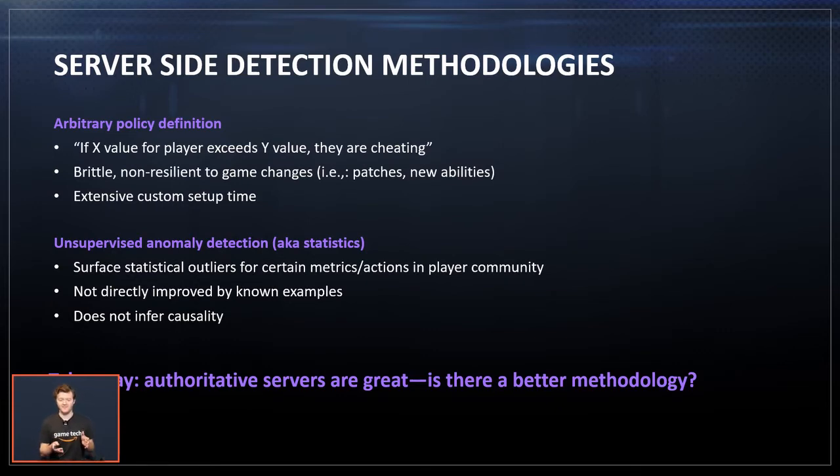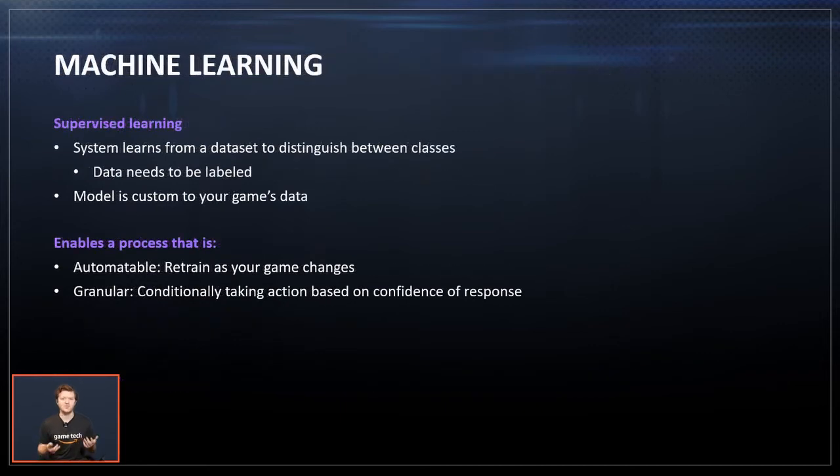Ultimately, authoritative servers are great. We know that we can trust the data because as a game developer, we run that and manage that. But surely there can be a better methodology, right? Can we dynamically generate rules in a way where we're also leveraging the raw player data? Can we marry the two classes together, or the benefits of them? And this is where machine learning is going to come in, in particular supervised learning.